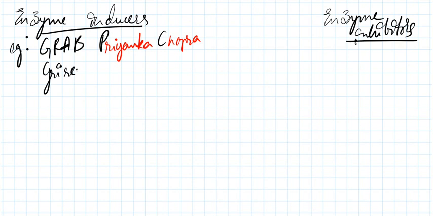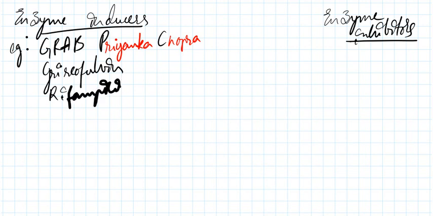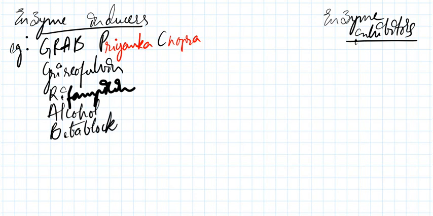G for griseofulvin. R for rifampicin. A for alcohol. B for beta blocker. B for benzopyrin. I am extremely sorry. B for benzopyrin.